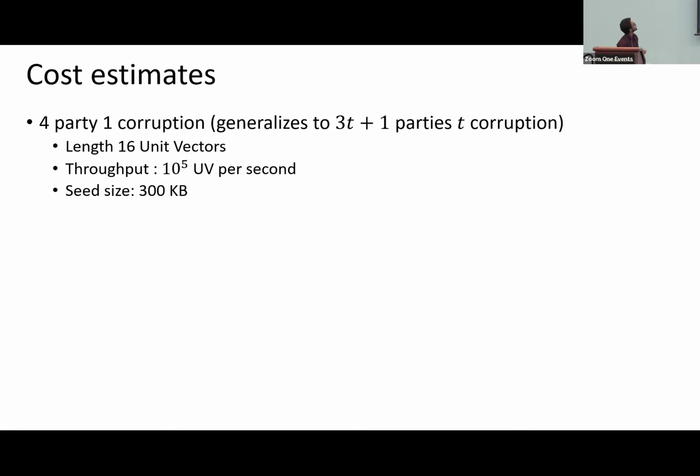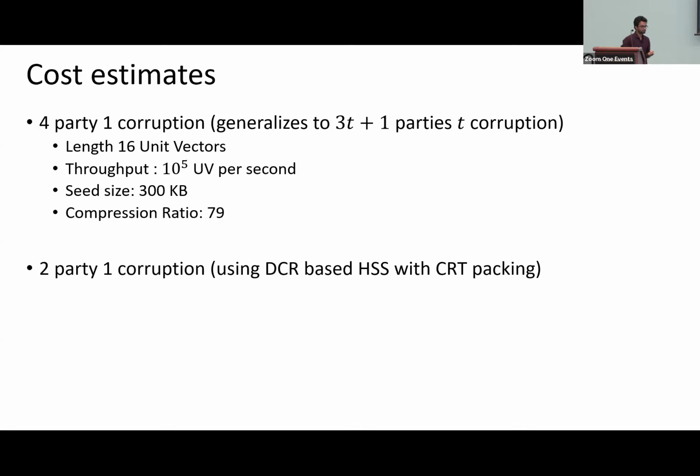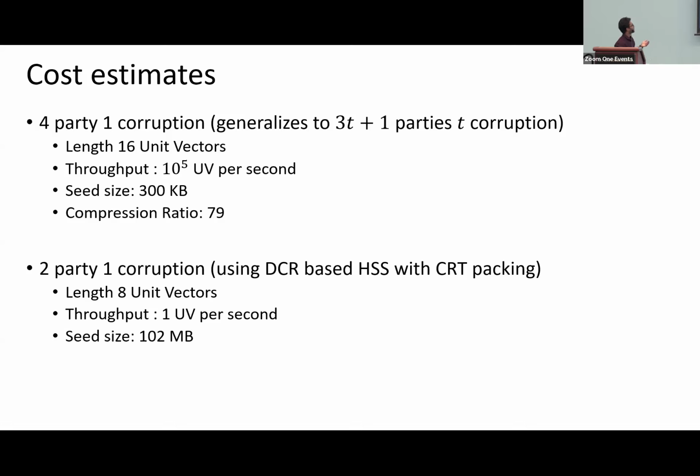Here are some highlights of cost estimates. In the honest majority setting, we can produce length 16 unit vectors with a throughput of 10^5 unit vectors per second, a seed size of 300 kilobytes, and a compression ratio of 79. Compression ratio is defined with respect to the best known baseline for compressing a given number of output UV vectors with the best known practical construction in the literature. In the two-party one corruption case, we can produce length 8 unit vectors with a throughput of 1 UV per second. So the costs here are not that good compared to the honest majority case.